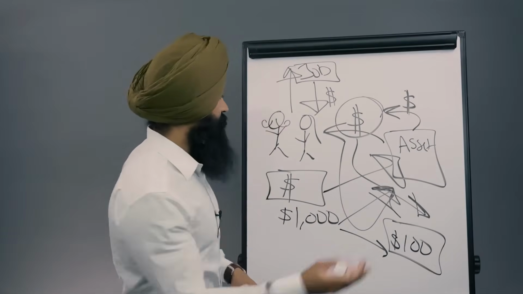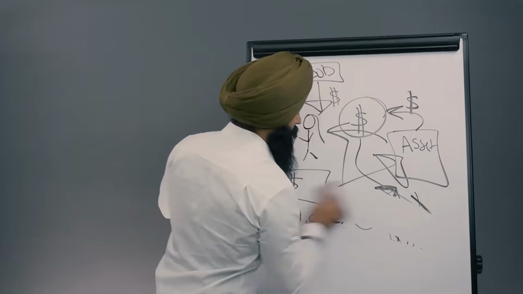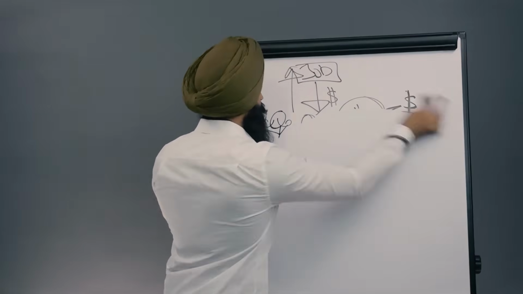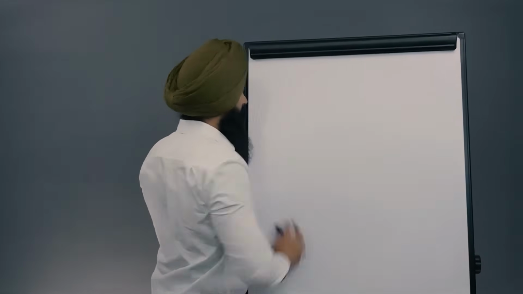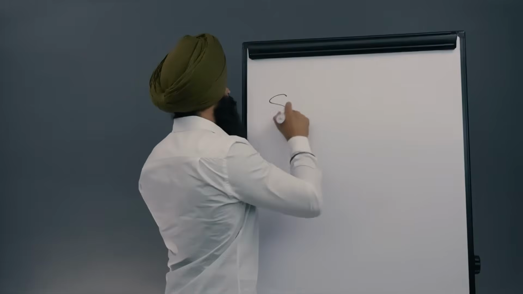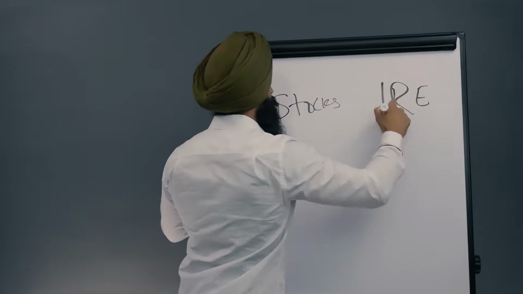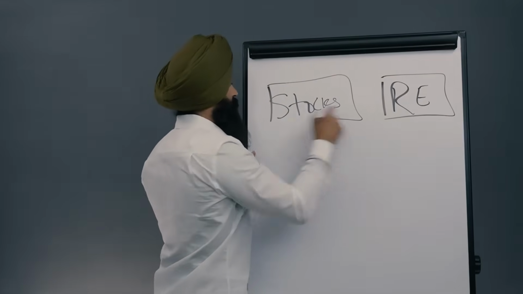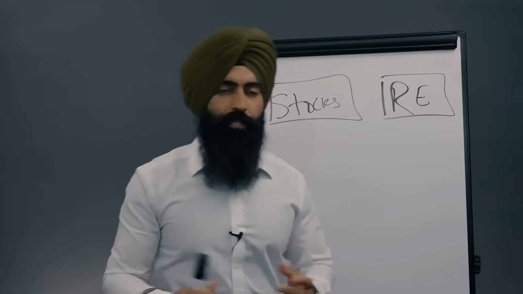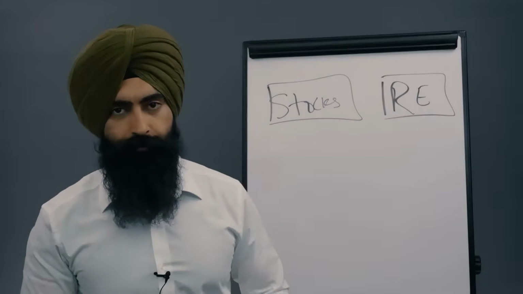So what are these types of assets that you can invest in? That way you can generate this type of cash flow. Now, I'm going to go over mainly two types of assets. I'm going to talk about stocks, and I'm going to talk about real estate, because these are probably the two most accessible ways for the average person to generate this type of cash flow.